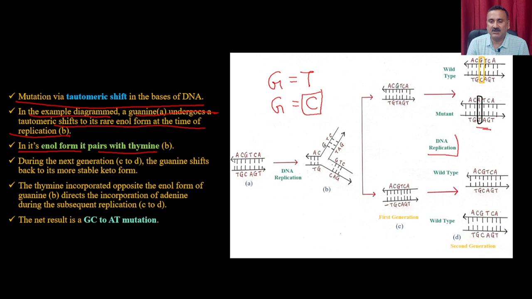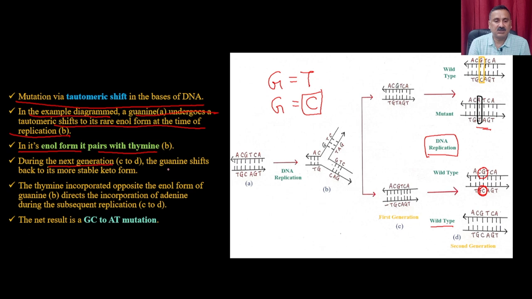So, once the DNA replication happens for this particular sequence, in the wild type the G is going to give you the C, but in this second generation, instead of G and C, it is going to give AT, right. So, this is exactly what happens when you have the tautomeric shifts.